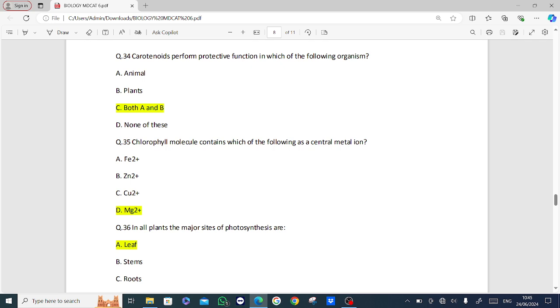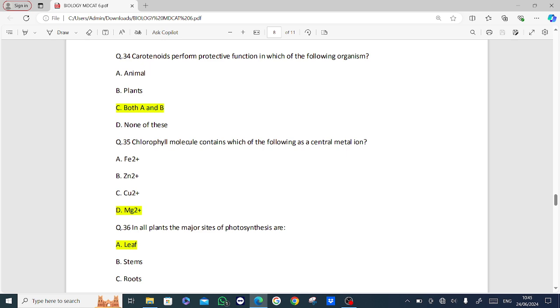Next MCQ is, chlorophyll molecule contains which of the following as a central metal ion? Options are Fe2+, Zn2+, Cu2+, Mg2+. Answer is option D, Mg2+.